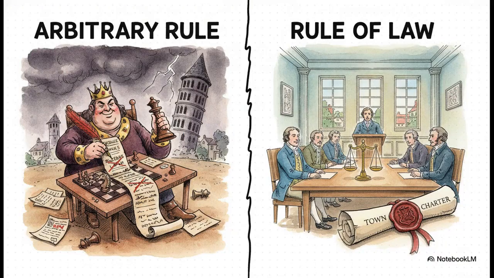Because look, there is a massive difference between arbitrary rule and the rule of law. Under arbitrary rule, it's all about sudden changes. Elections, canceled, just because the leader feels like it that morning. It's the referee changing the rules mid-game. But under the rule of law, you have regular, predictable procedures and consistent common law. And the absolute most crucial thing here is that even the leaders, the people at the very top, have to follow the exact same rules as everyone else.